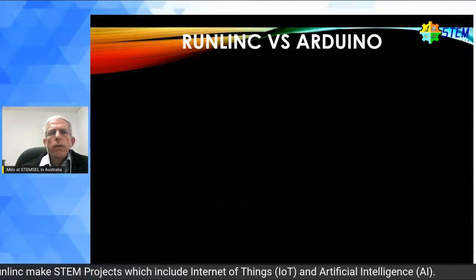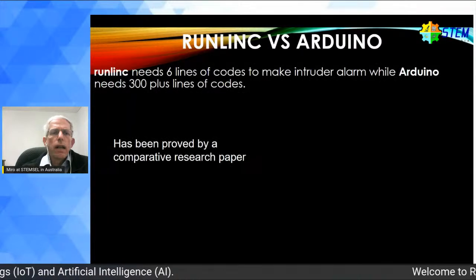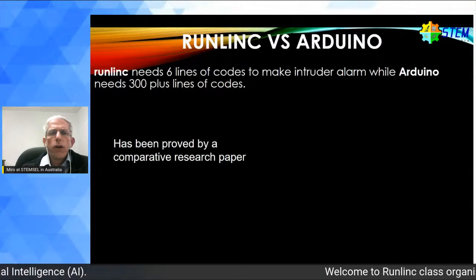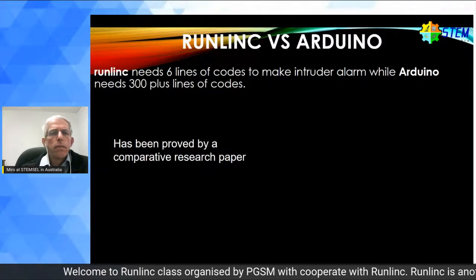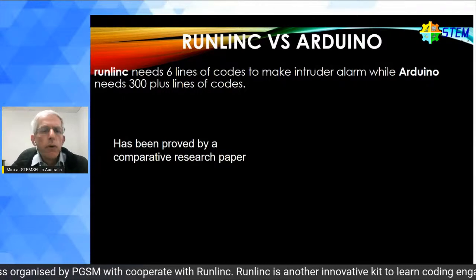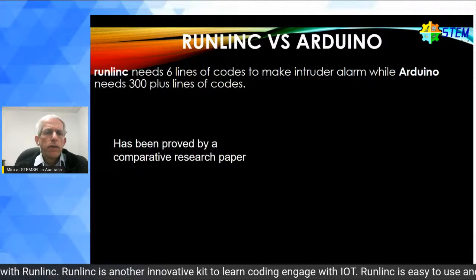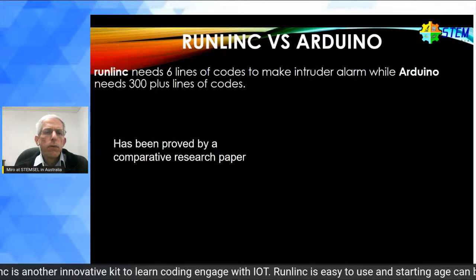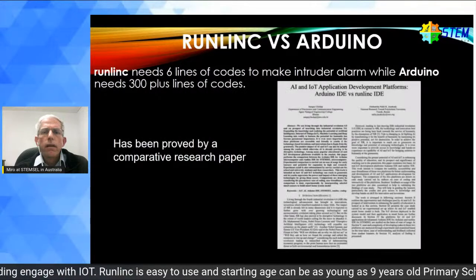Okay, so if we, for example, compare the Runlink versus the Arduino, then the Runlink only needs 6 lines of code to make the intruder alarm, while the Arduino needs 300 more lines of code. Many lines of code. We've actually been asking people who have done Arduino, and they've seen the Runlink and they've confirmed this as well, and it's also been proved by a comparative research paper.